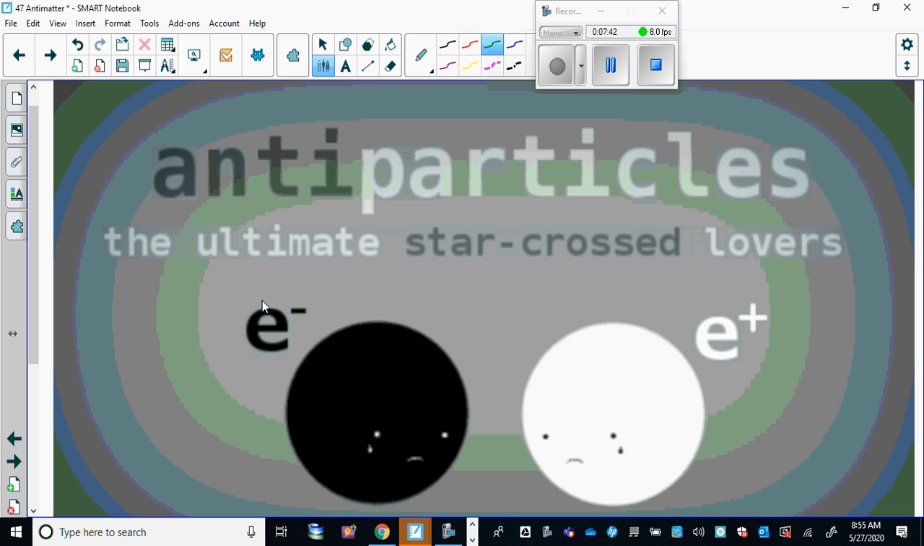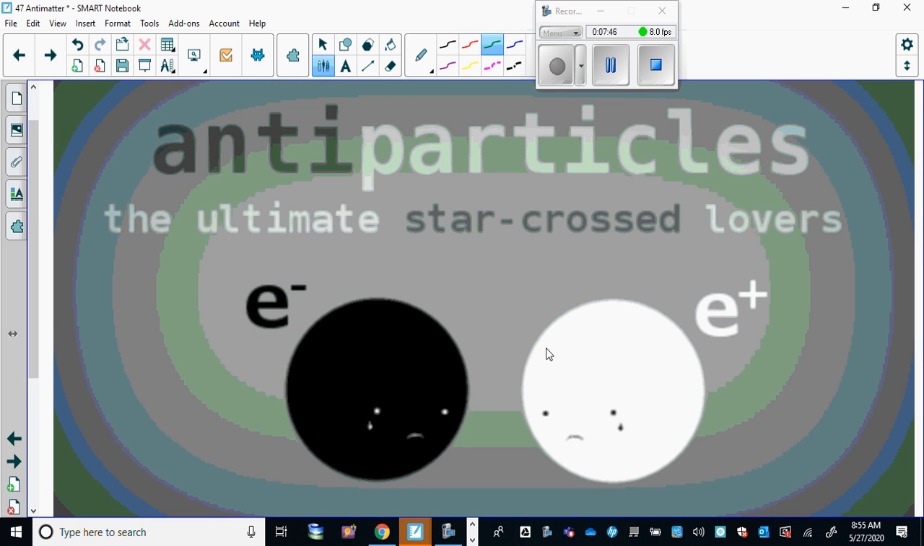Oh my gosh, this is my favorite meme. Antiparticles, the ultimate star-crossed lovers. Okay, if you are not laughing, if you're not busting a gut right now, you have failed this course. This is absolutely hilarious. It's obviously a reference to Romeo and Juliet, because as soon as the electron and the positron touch, they will annihilate each other. Absolutely hilarious. Okay, is that it?